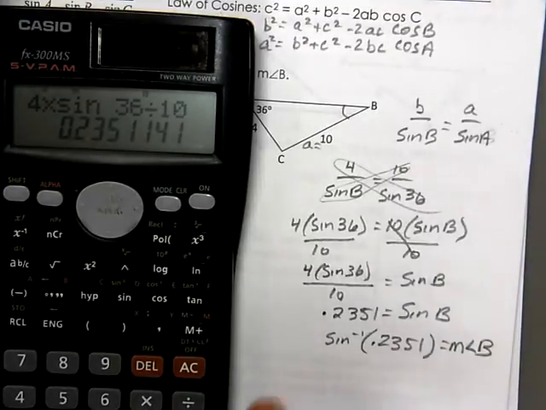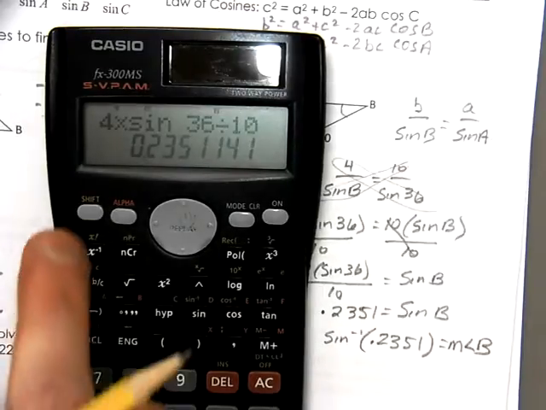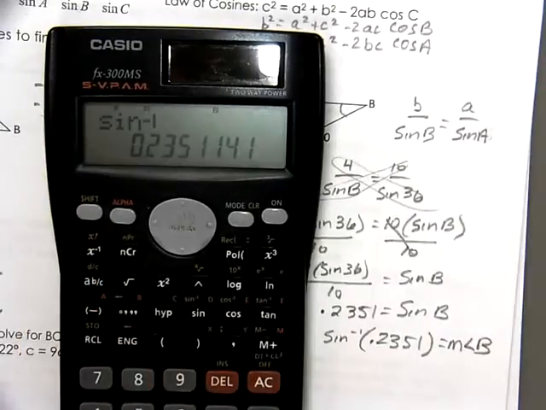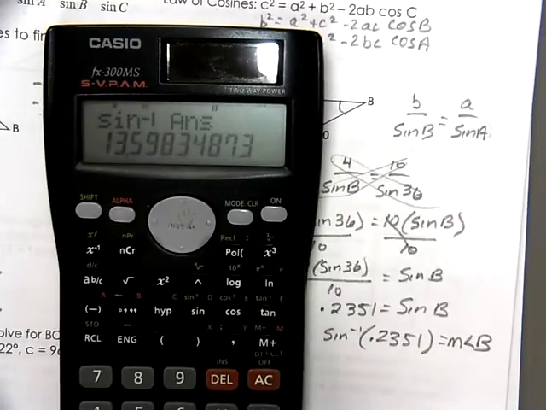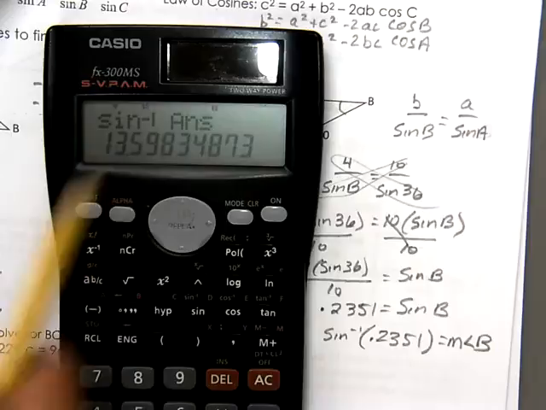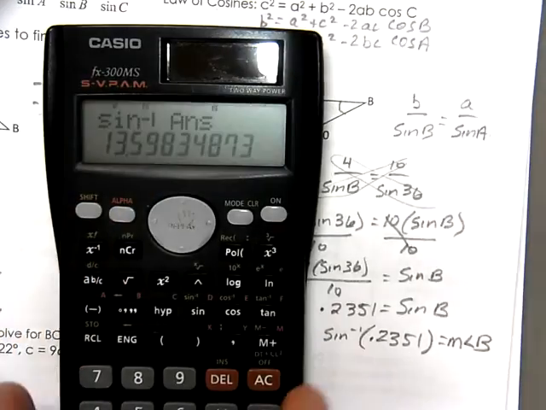Remember, we don't type in a decimal. We use the answer button on your calculator. So we'll say sine inverse by hitting second sine, and then you can use the answer button. Don't type in just those 4 digits. It's not as accurate. We get 13.59, and we could round that up to be 13.6.